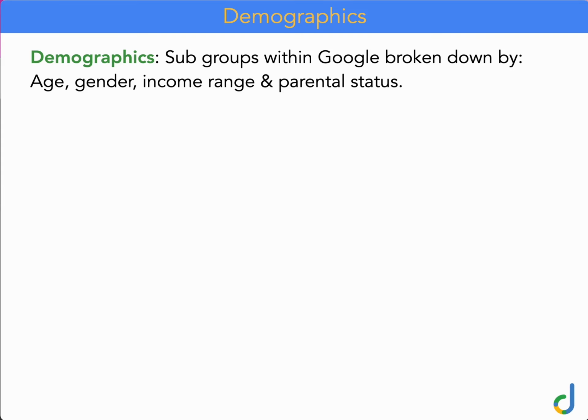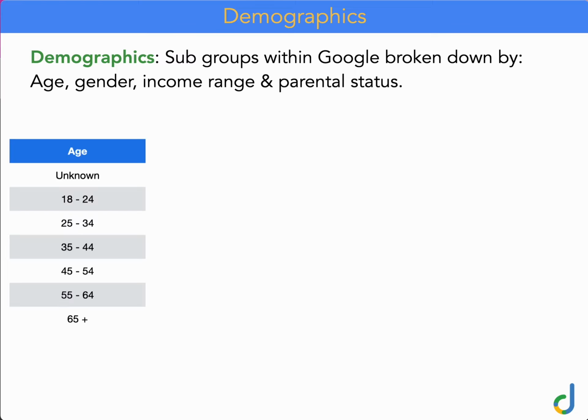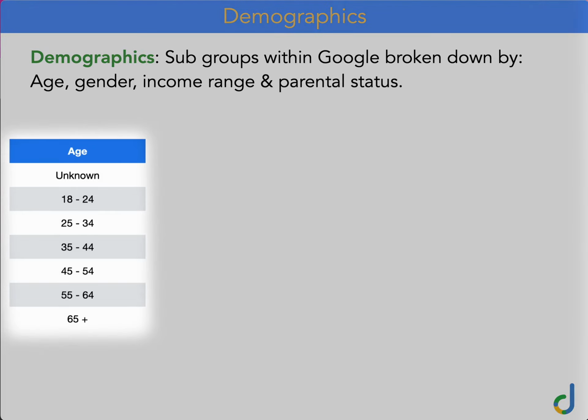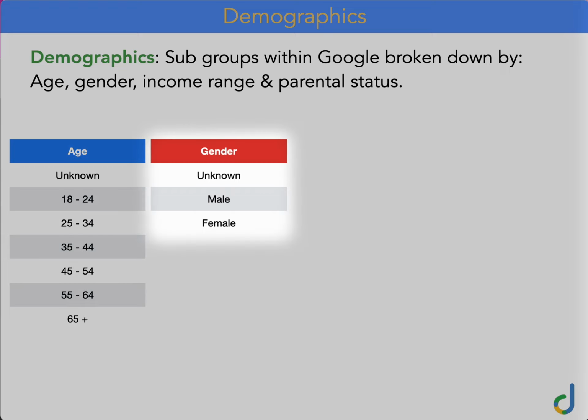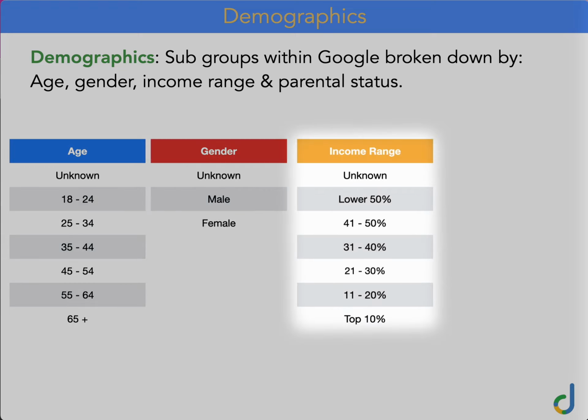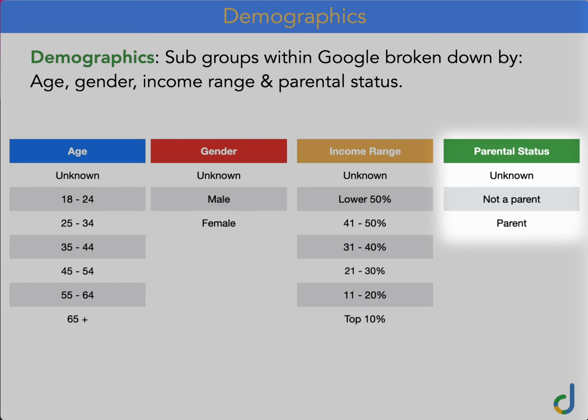Now, when it comes to demographics, they obviously run very, very similar to audiences, but these are really broken down by hard terms. So like your age. Now, the way that Google breaks down age, it's either 18 to 24, and then it goes up in 10-year brackets, 25 to 34, up to 55 to 64. Gender is breaking it through there, and then your different income ranges, and then finally the parental status.